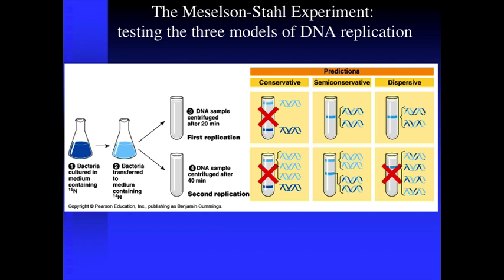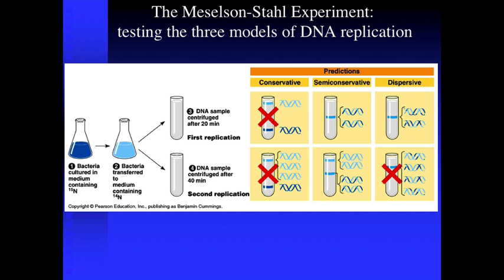And so what these guys did in this experiment is they grew it for multiple generations, until all the DNA had the heavy isotope of nitrogen, and then they grew it for one generation on a light isotope of nitrogen.